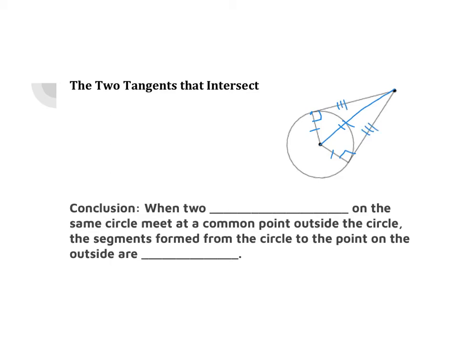So for our conclusion, when two tangents on the same circle meet at a common point outside of the circle, the segments formed from the circle to the point on the outside are congruent. We're now going to go ahead and work through some problems applying this relationship, helping us solve for some missing variables and also solve for some missing segments.